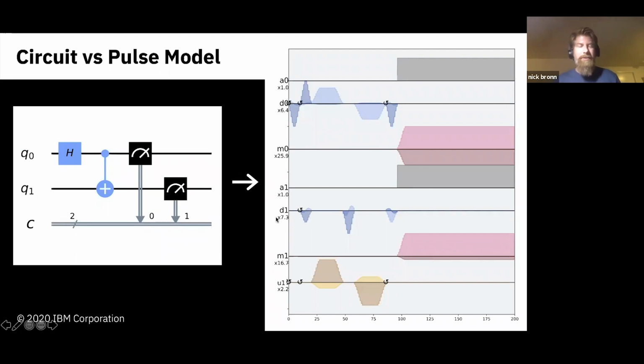So what are the kinds of things we do when we go from the circuit to the pulse model? Well, each one of these pulses on the left here corresponds to something different. The drive channels are going to be in the D, so that's on qubit 0, and 1 on qubit 1. And the measurements and acquires are going to be in the red and the gray over here. This just means we're measuring both qubit 0 and qubit 1, and we're acquiring on those channels. So you don't need to worry about those too much.